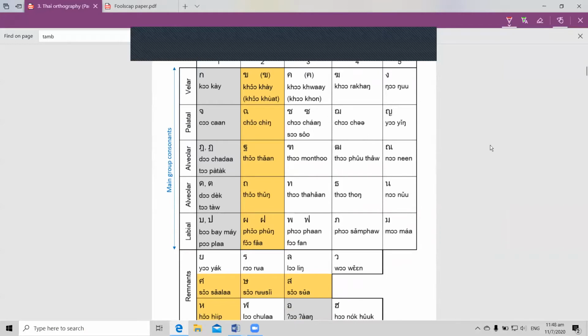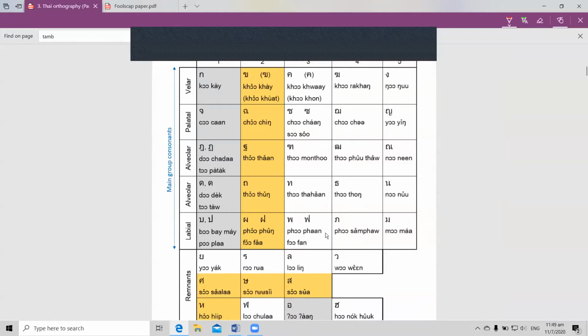So for the mid class consonants, those highlighted in gray, where are they for the main group consonants? All the mid class consonants are in column 1 for the main group consonants, right? We have ko kai, jor jan, do chada, to patak, do dek, to tau, bo bai mai, po pla for the main consonants. And we have one remnant mid-class consonant here also, or ang, okay?